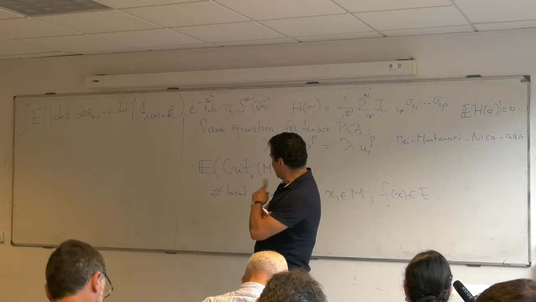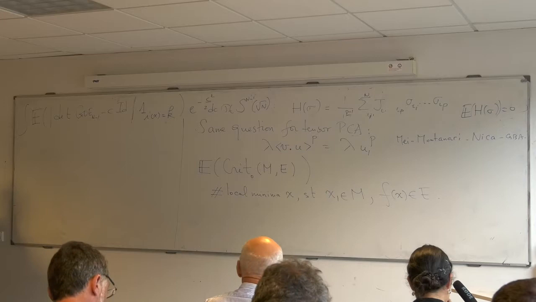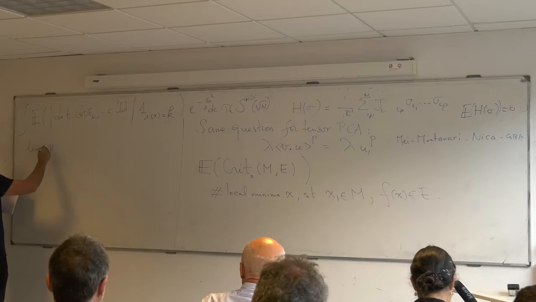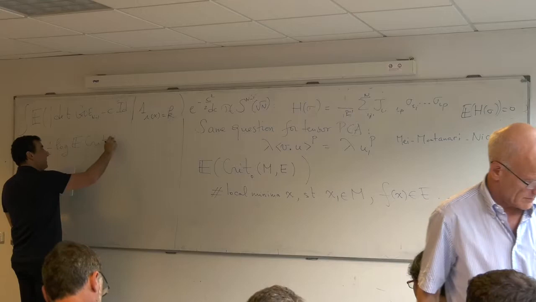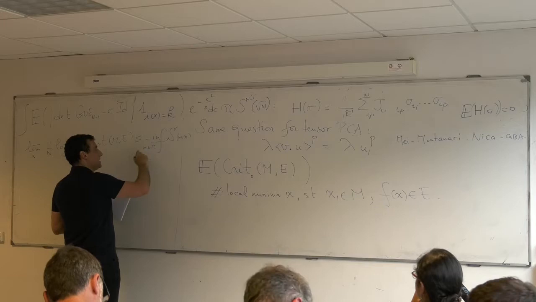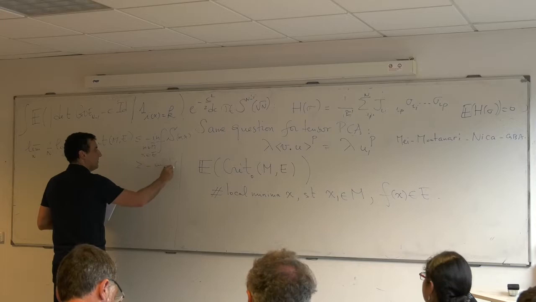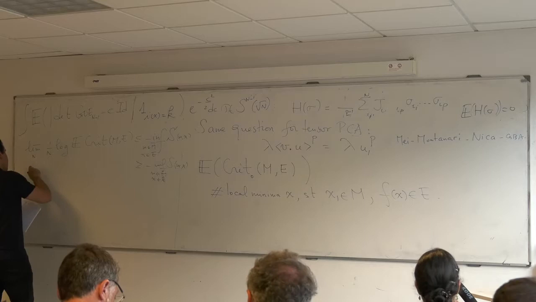So let me come back to the result first. So the result is of the same type. So you have the limsup of 1 over n as before. Limsup of 1 over n log of the mean number of critical points in a set M and E. This is bounded above by the infimum of a certain function, S of m and x, for m in M bar and x in E bar. And you have the liminf with the same thing, a certain function, m in the interior, x in the interior, and here you have the liminf of the same thing.